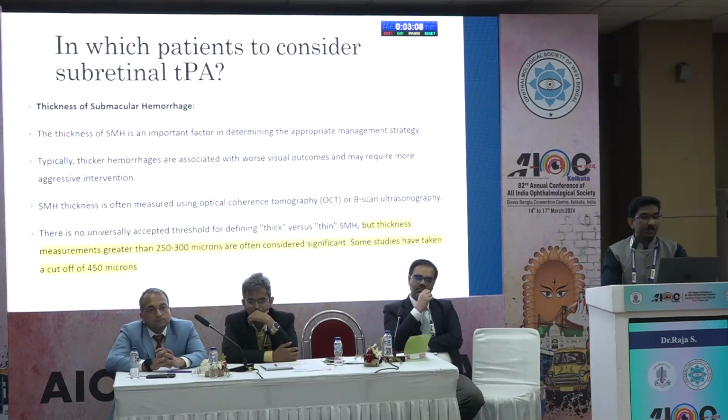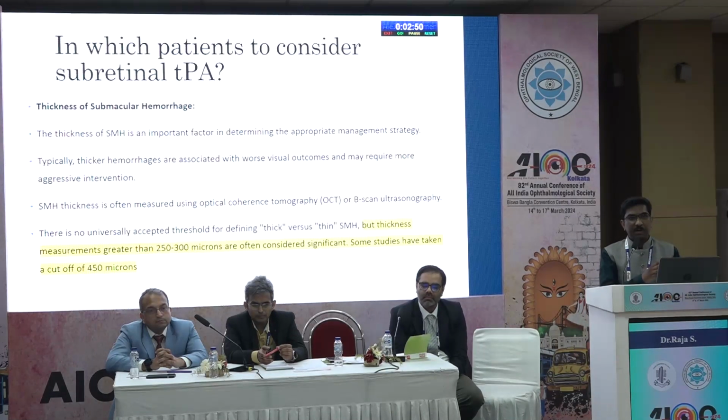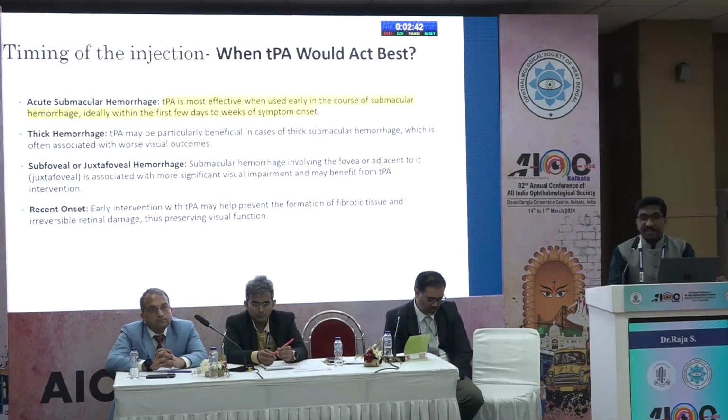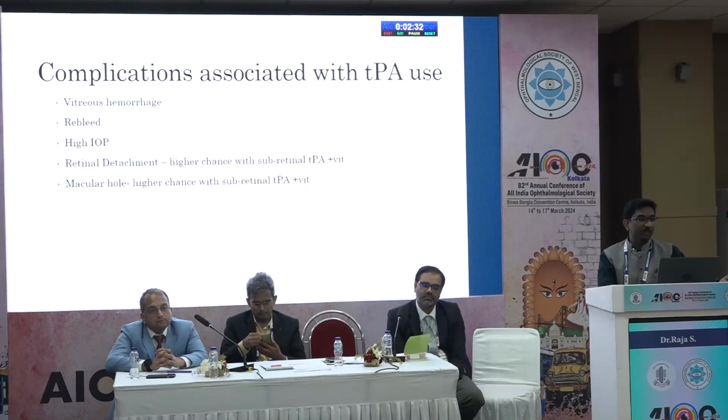Now, in which patients to consider subretinal TPA? The thickness of the hemorrhage is one thing that I think is very important. In thick hemorrhages, especially if it is more than 250 to 300 microns, which is what many studies take, and some of them say it is 450 microns. But if you feel it's a very thick hemorrhage and the vision is less, then one should consider subretinal TPA in these patients. And when it acts best, as soon as possible is the answer for that. Of course, there are other patient factors that we need to consider before we take these patients for surgery.